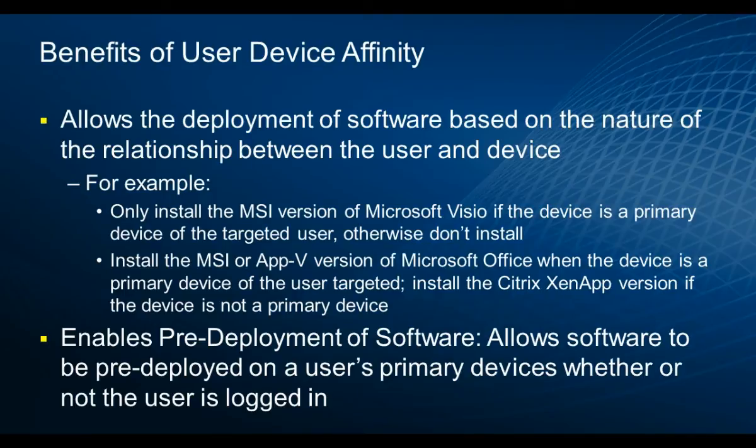So to put those two into real-world terms, we'll do the MSI installation of Visio if it's the machine that's primarily used by that user, Melissa, and only use the MSI version or AppV version of Office if Melissa is on her primary device. If it's not the primary device, redirect her to the Citrix XenApp application version of that application.